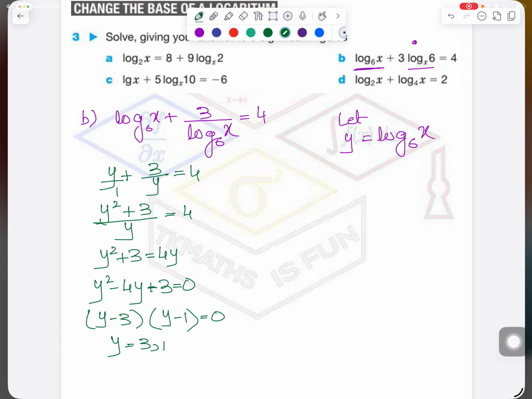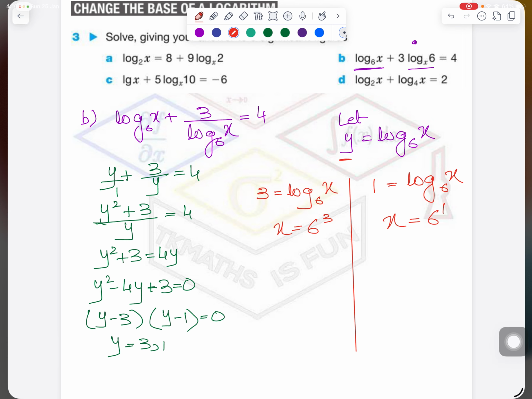So now I will apply these values of y in this substitution, in place of y, because finally I have to find the value of x. So here I will substitute. So it is 3 equals log x base 6 and 1 equals log x base 6. Now you change this logarithmic form into index form. x equals 6 power 3 and x equals 6 power 1. So the answer is 6 here.